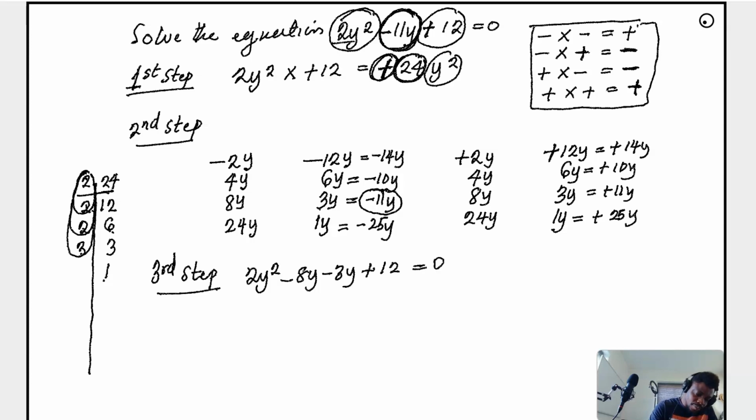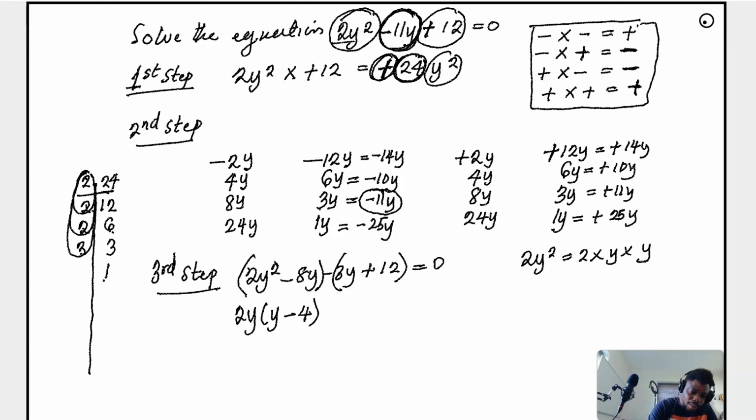is equal to 0. Remember, just put this in bracket. Now, let's see what can go here. So, this is 2y, this is y minus 4. I've explained this, but I will still explain again. The first thing here is 2y squared. So 2y squared, that is 2 times y. That is 2y squared. This one is 8y.